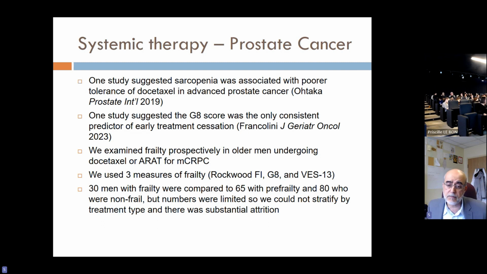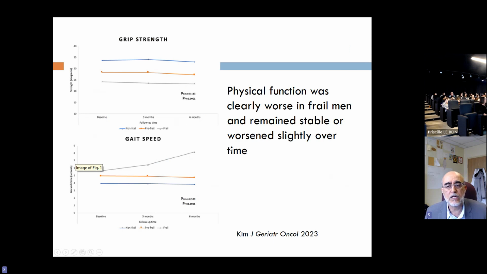We used 3 different measures of frailty: the Rockwood Frailty Index, the G8, and the Vulnerable Elder Survey. And we found we had only 30 men with frailty, 65 who were pre-frail, and 80 who were non-frail. But unfortunately, the numbers were limited, so we could not separate chemotherapy from an ERAT. What we did find was a couple of key things.